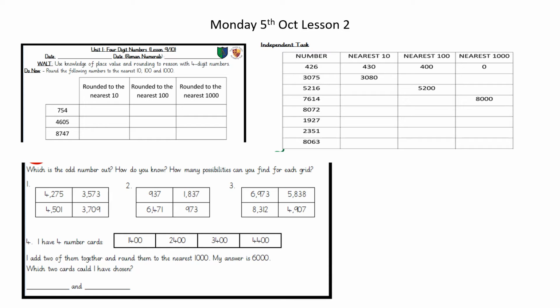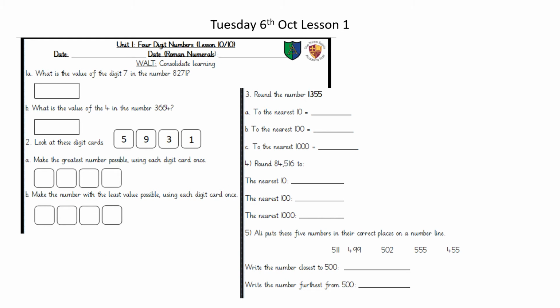Question 4 says I have 4 number cards: 1,400, 2,400, 3,400, 4,400. I add 2 of the cards together. Then I round my answer to the nearest thousand, and my answer is 6,000. Which 2 cards could I have chosen? I wonder if there's more than one possibility. You'll be fine with today's lesson. It's consolidating everything we've already done. Good luck!